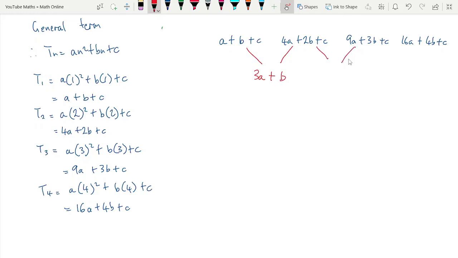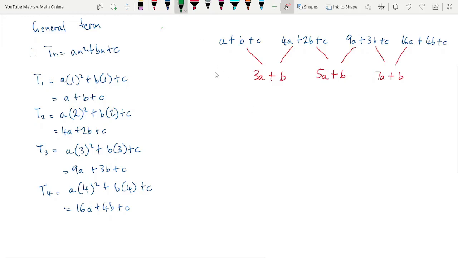Let's look at this. 9a minus 4a gives us 5a, 3b minus 2b gives us b, and c minus c cancels out. Then 16a minus 9a gives us 7a, 4b minus 3b gives us b, and c minus c cancels out.